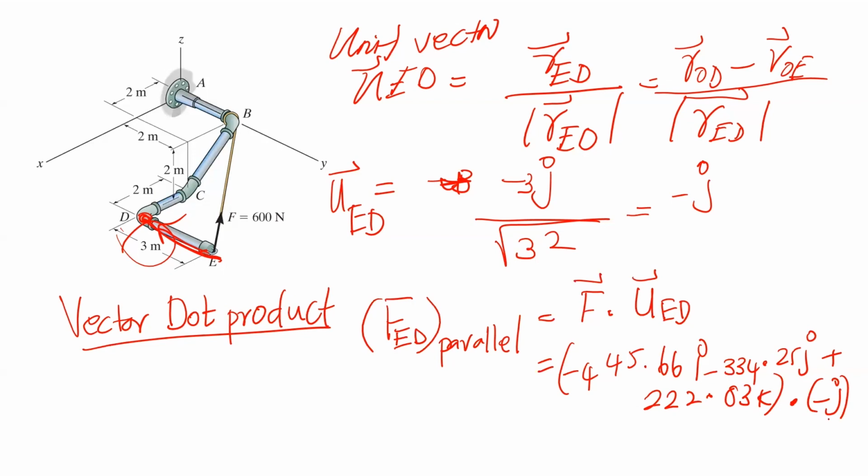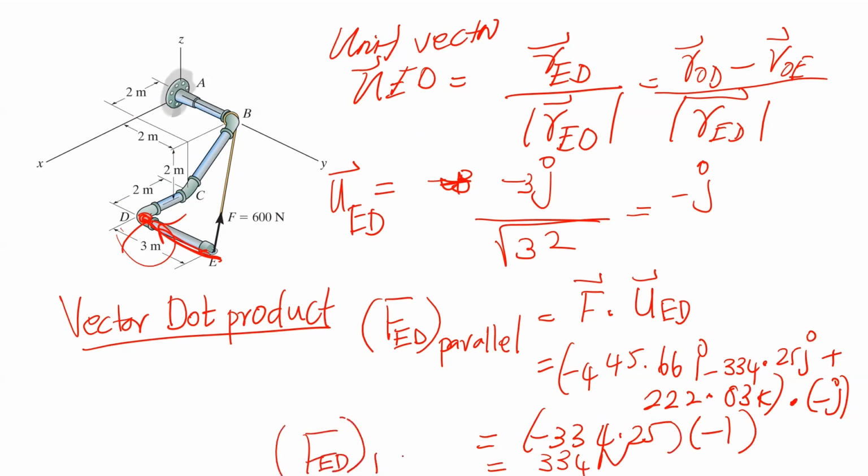So if I look at that, there is no x component or k component in my unit vector, so those components will be 0. So it's just going to be the multiplication of my j components, and that's going to be 334 Newton. So my parallel component of the force magnitude is going to be 334 Newton in the direction of ED.